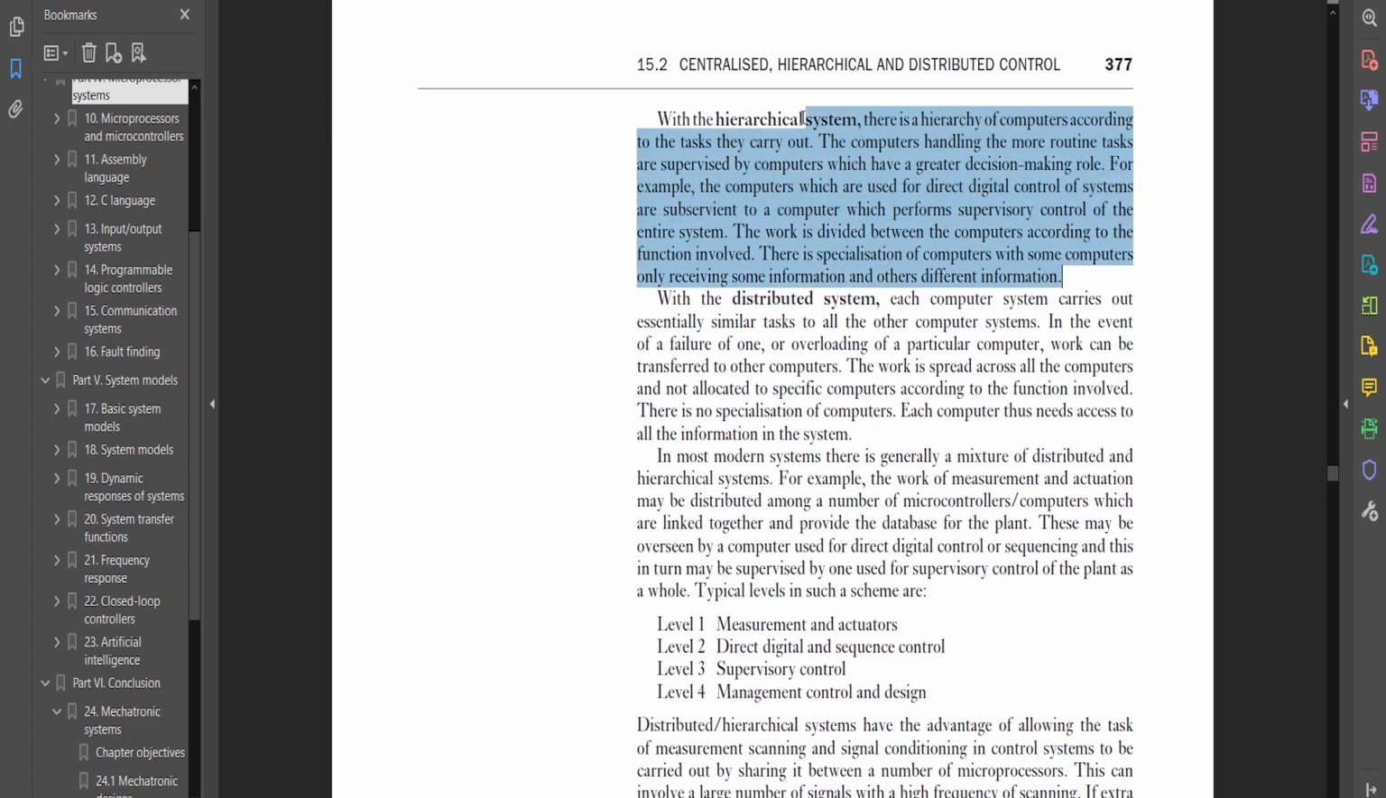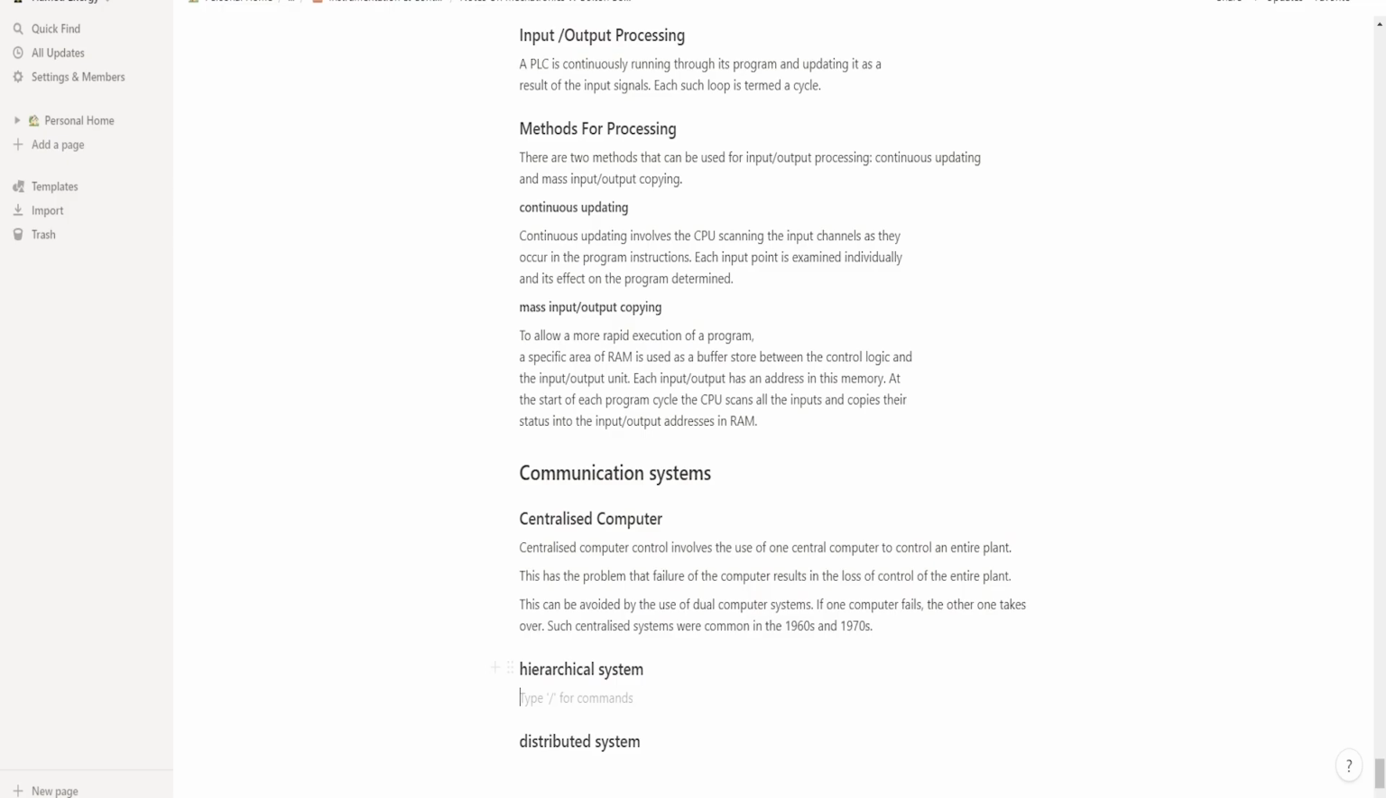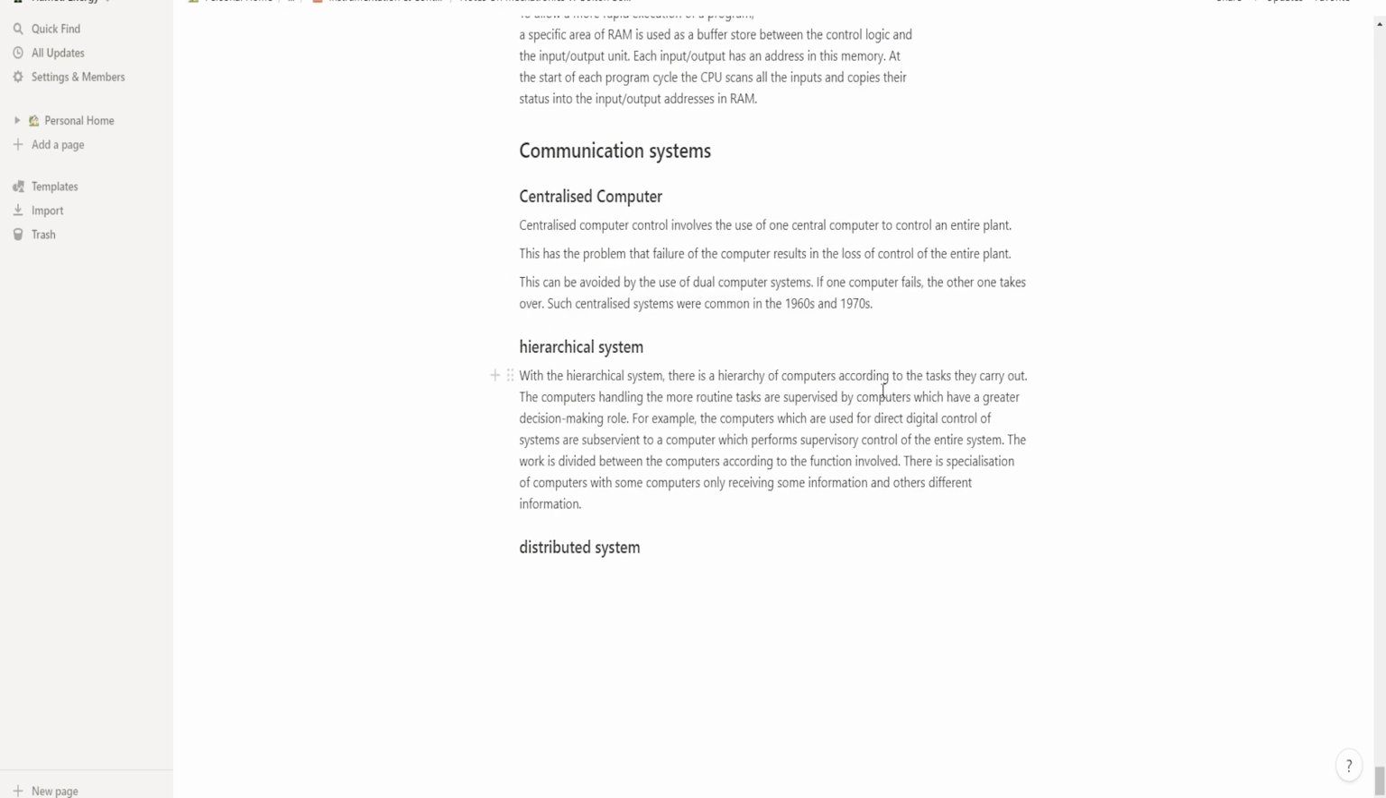Interesting. I'll just copy that whole thing there because that was all fairly straight to the point.